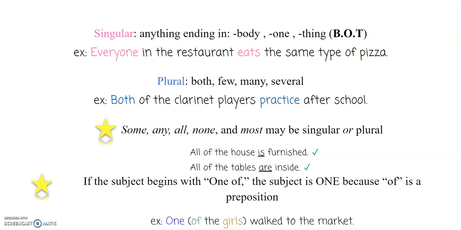We are also going to have, whenever you see one of, you're always going to have a singular verb to match it. Because even though I'm saying one of the girls, I'm only talking about one of them, even though it says girls. My subject is just that one girl. So we're going to have a singular verb to match it.